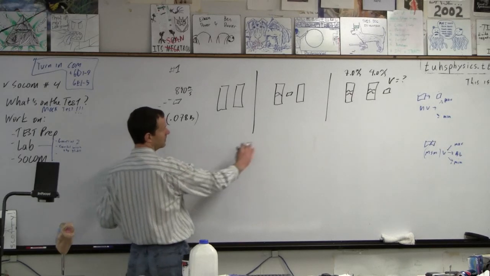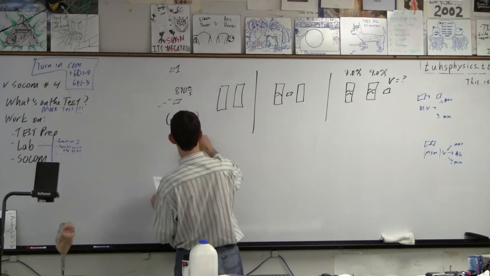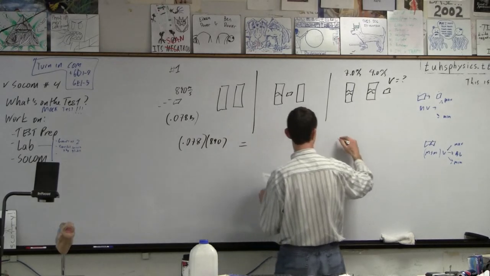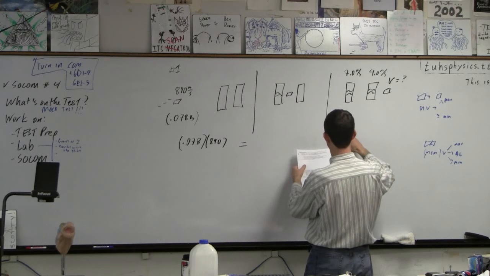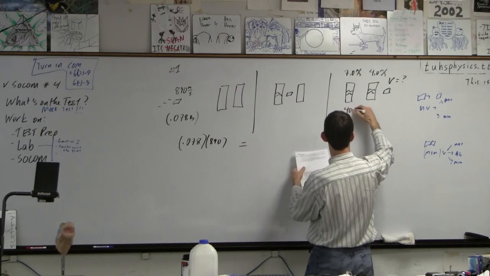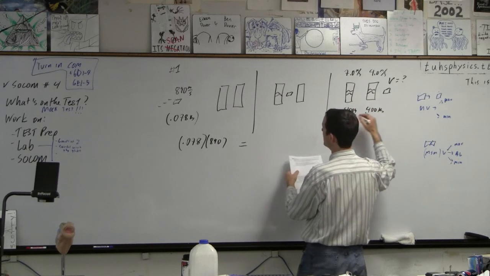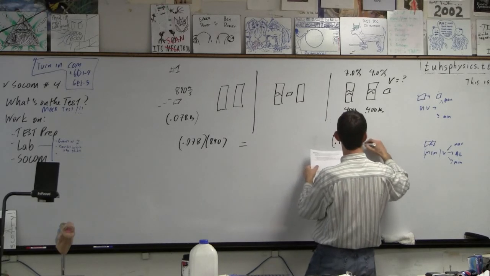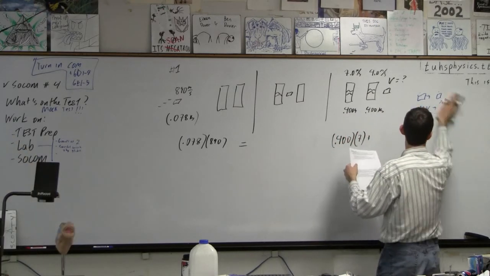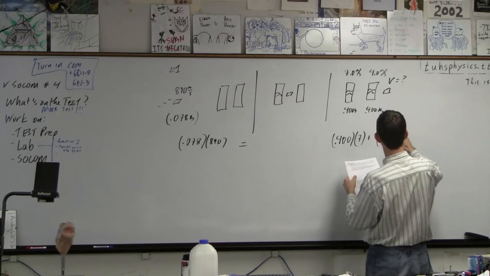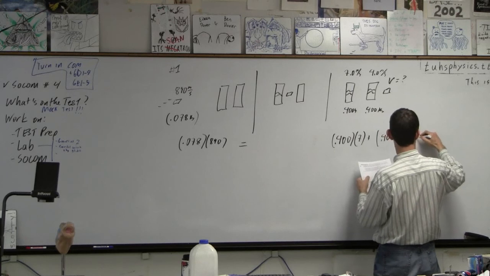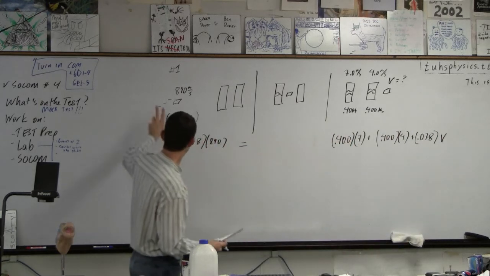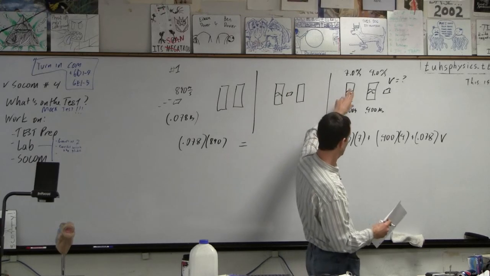I'm going to set this picture equal to this picture. So I'm going to say 0.078 times 890 equals this picture here, which is 400 grams, so these blocks are 0.400 kilograms each. So 0.400 times 7 plus 0.400 times 4 plus 0.078 times V. This picture equals this picture, and then we can solve for V.